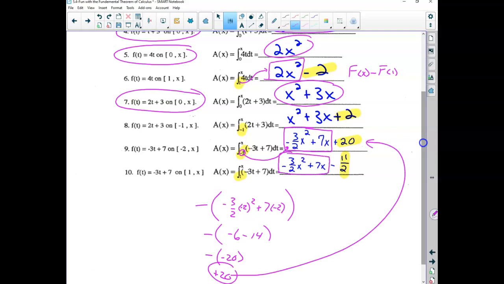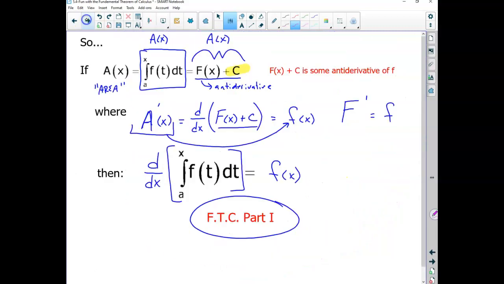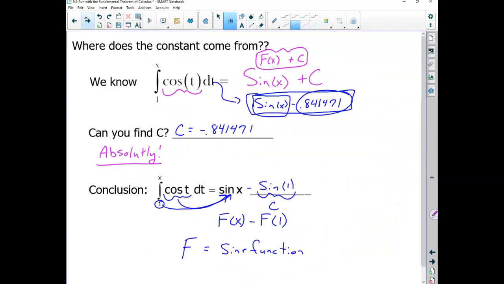Same thing here. If I put a 1 in there, I'm going to get minus 3/2 plus 7. Well, that's 14 over 2. That first one's negative, sorry, and that's my 14 over 2. So this gives me minus 11 over 2. Check it out, there's my constant. So that brings me to that portion of it.